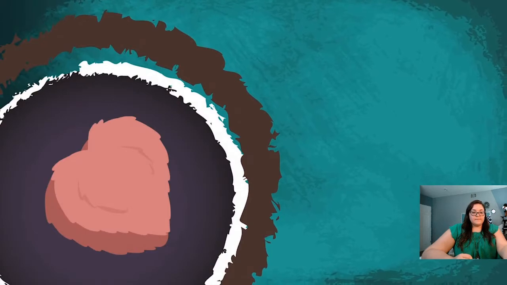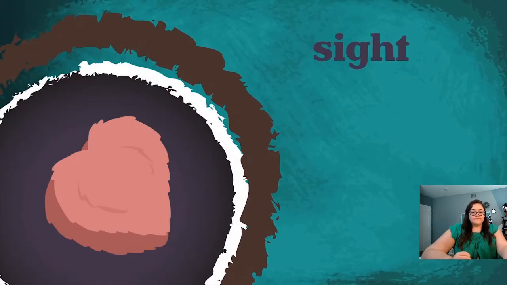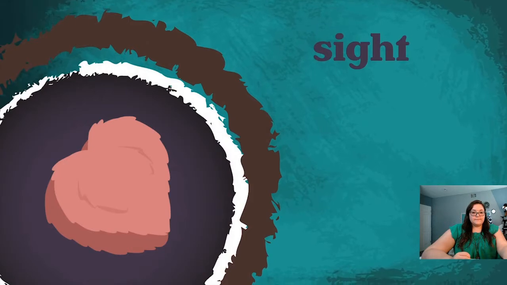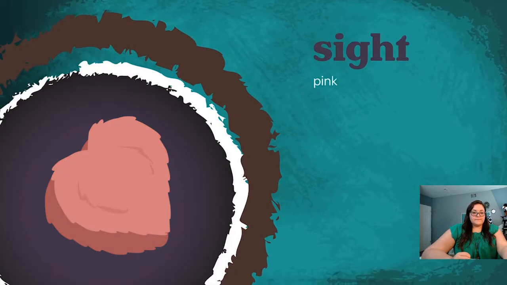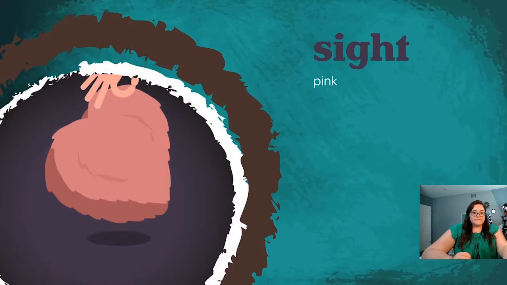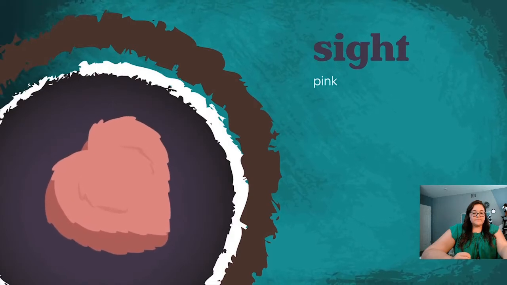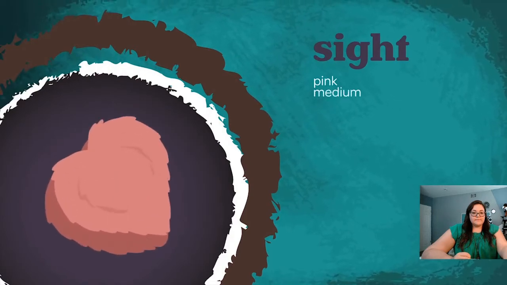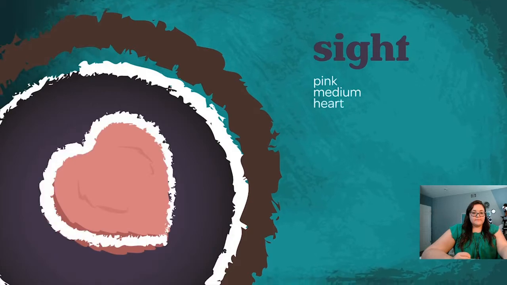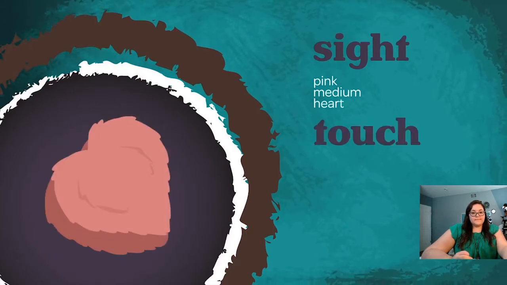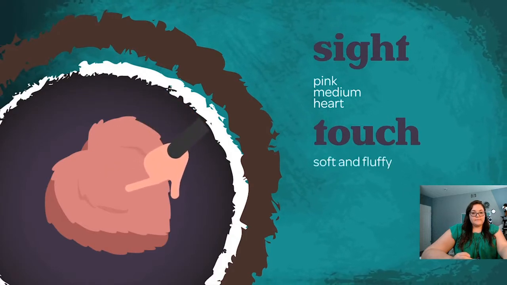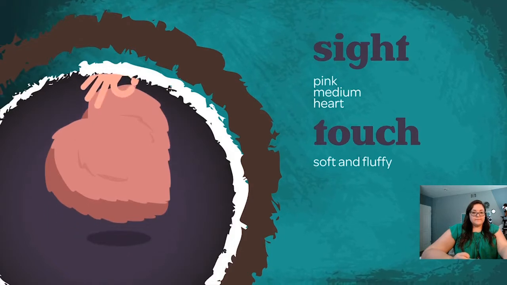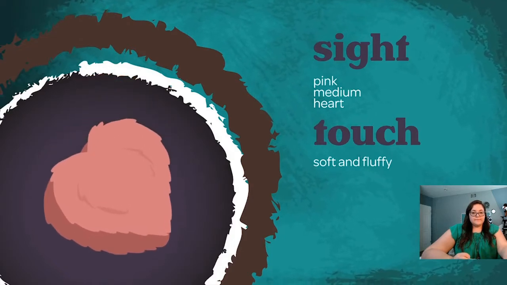Now, observe this object. Again, you can use your sense of sight to observe the object's size, shape, and color. It is pink in color. It is small enough to pick up, so it is not very large. But it is also not tiny. The object is shaped like a heart. What would your sense of touch tell you about this object? The texture is very soft and fluffy. It is easy to pick up, and the weight feels light.